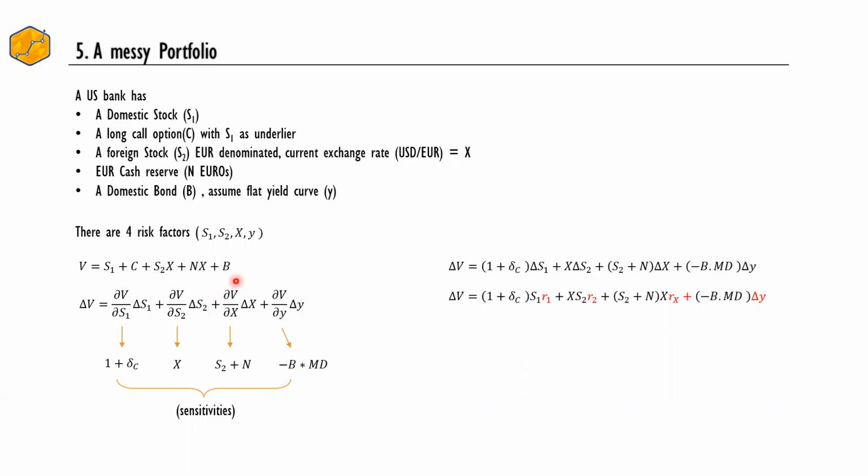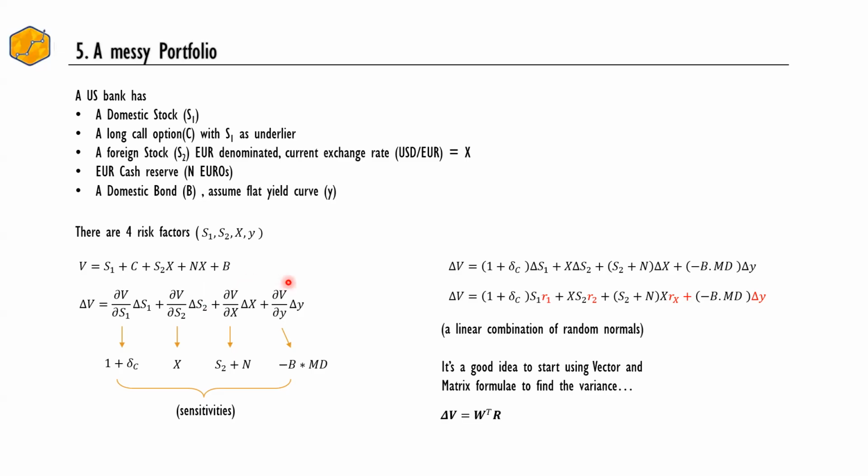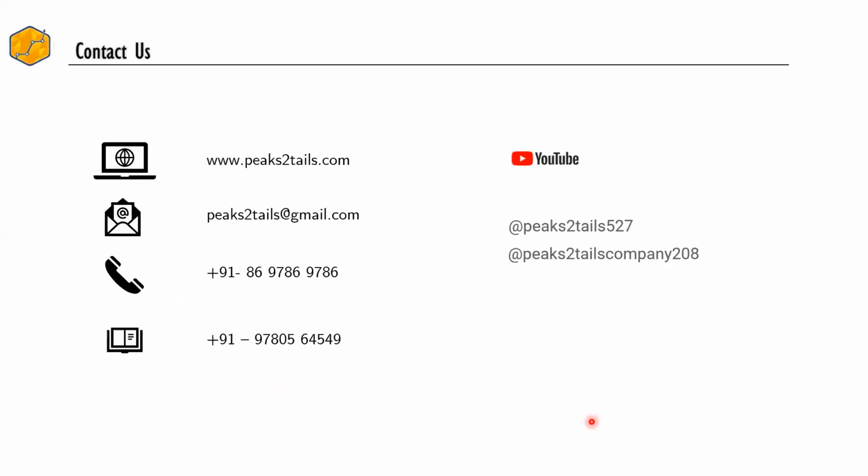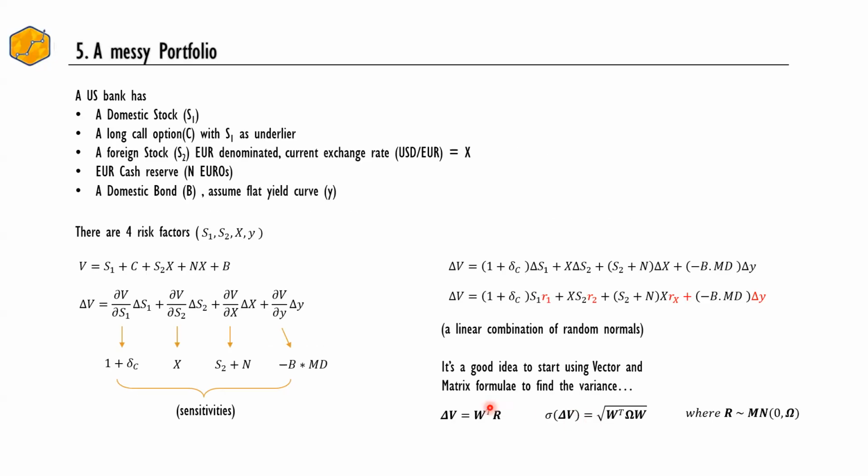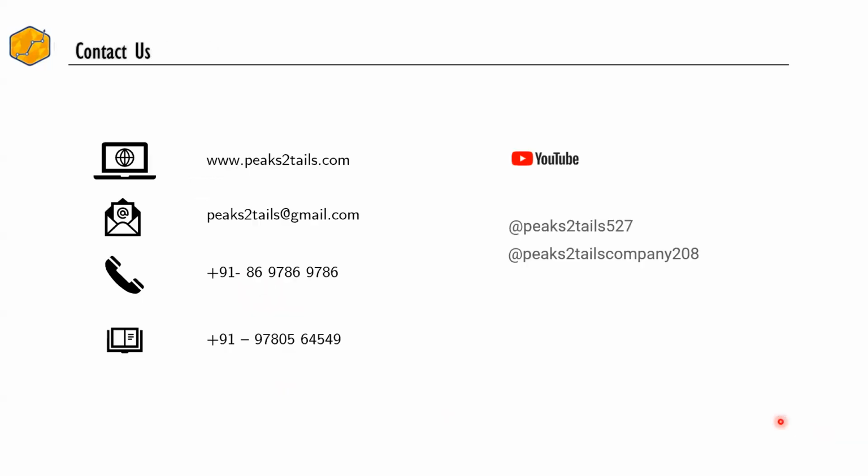Here I'm saying that when the number of random normals increases, it's a good idea to use vectors and matrices. Let's not spend time here, but you can find content on this online. If not, then reach out to me. I will be able to explain.